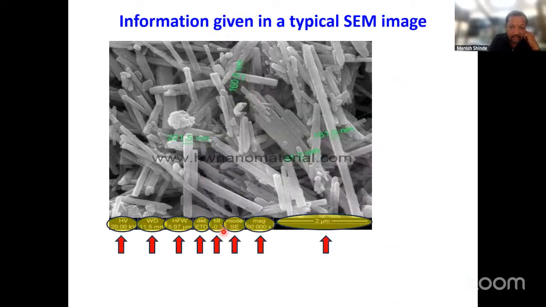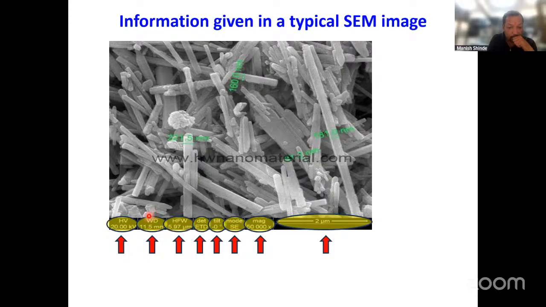ओके. टिल्ट, कधी कधी काय असतं, स्पेशली इन केस ऑफ फिल्म्स, you will not get very good morphological information if you have got a flat surface. Then in that case, you can tilt your sample. So that tilt information, but here they have not tilted the sample. That is why the tilt is 0 degree. Okay. Then detector, which kind of detector is there? So that detector name is there.